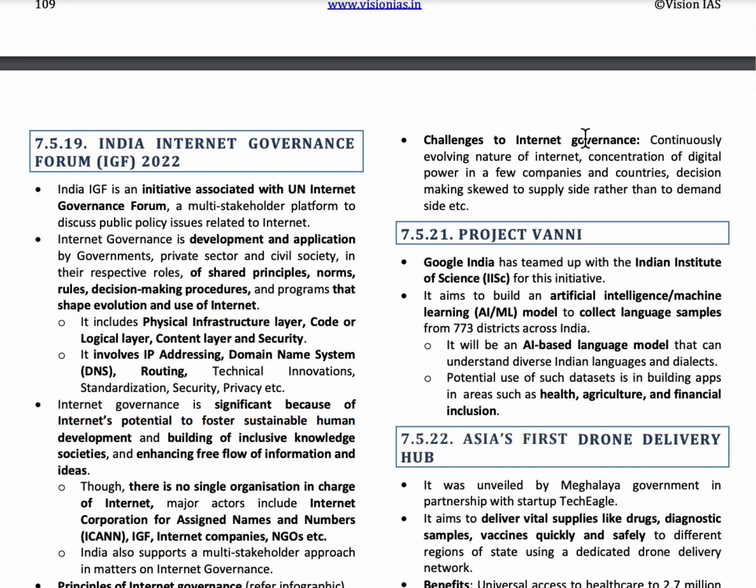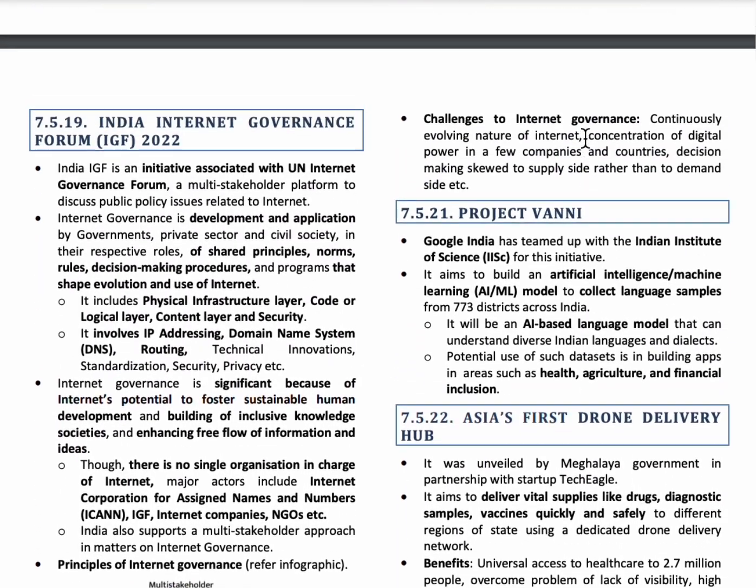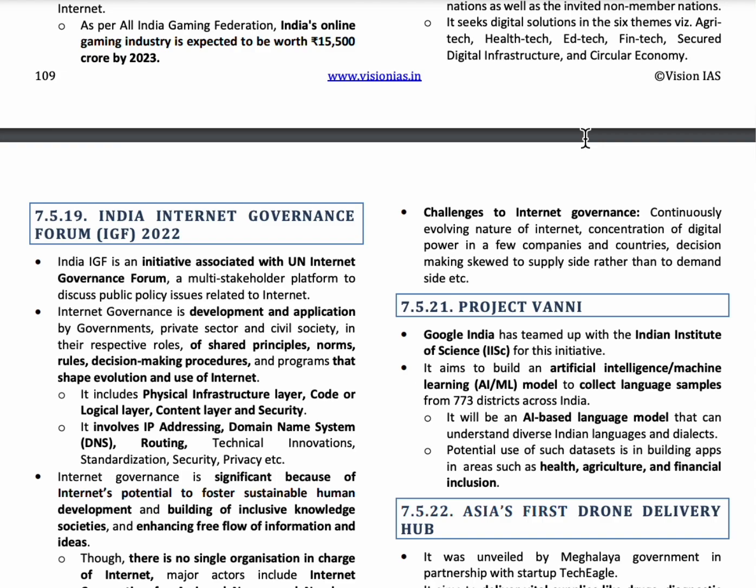The next topic is India Internet Governance Forum, IGF 2022. So, Indian Governance Forum is an initiative associated with the United Nations Internet Governance Forum to discuss public policy issues related to the internet. The next topic is Project Vani. So it aims to build artificial intelligence based language model that can understand diverse Indian languages and dialects. Google India and Indian Institute of Science has teamed up for this initiative.